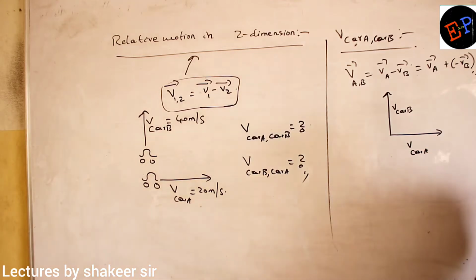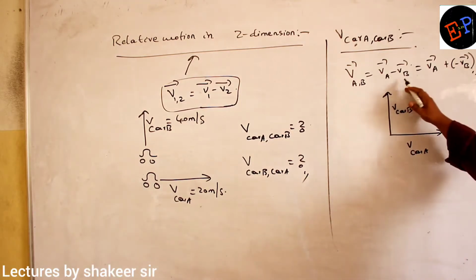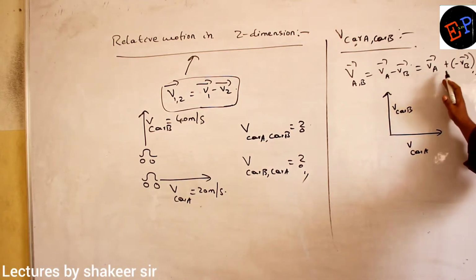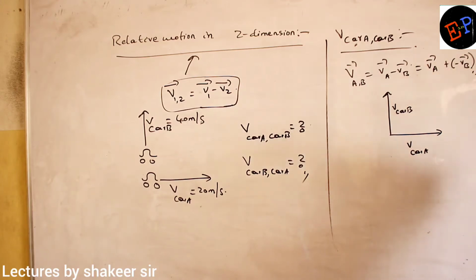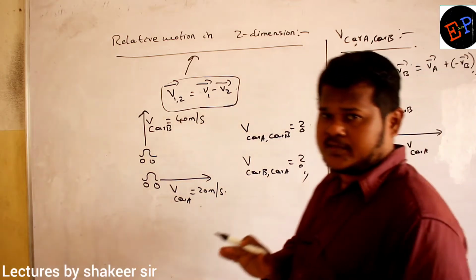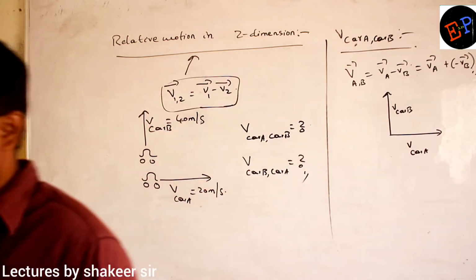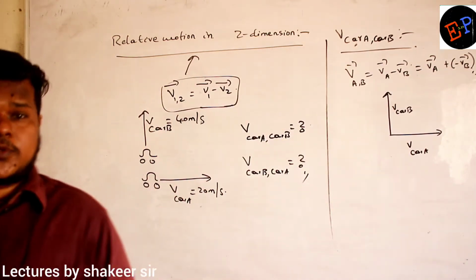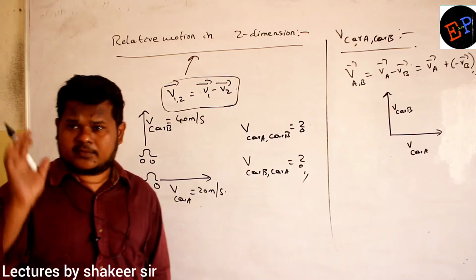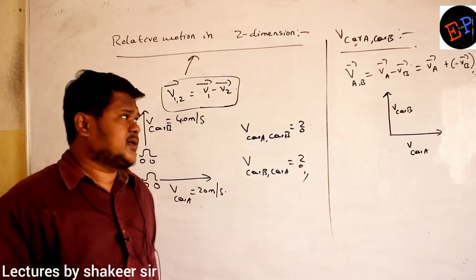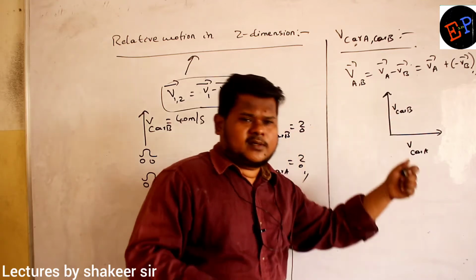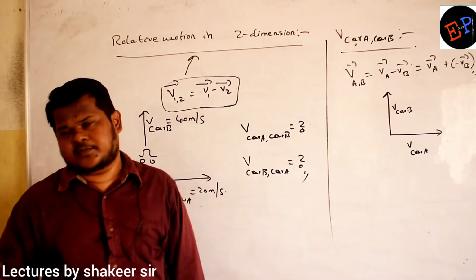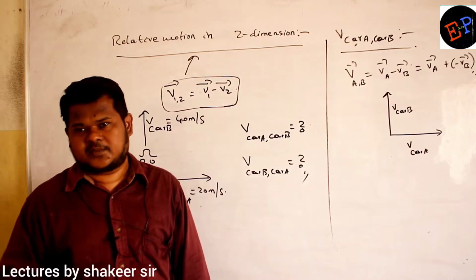In vectors we have already studied that VA minus VB can be written as VA plus of minus VB. It means you take the resultant of plus VA and minus VB. You add both of them by vector addition, then automatically you will get VA minus VB. And VA minus VB is nothing but the relative velocity of car A with respect to car B.